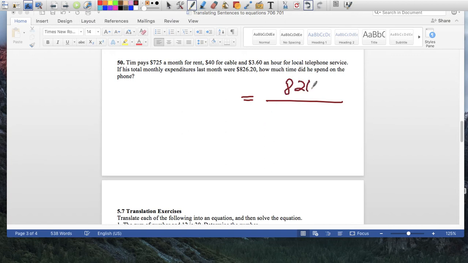So total, $826.20. Okay, that's how much he spent on his expenses last month. What did he spend it on? Well, for sure, part of it was on rent. Check. Part of it was for cable. Check. And then the other part of it, if you add 40 plus 725, it's near 826, but there's still going to be some left over. So whatever remained was spent on the phone. So we want to find out how many hours he spent on the phone.